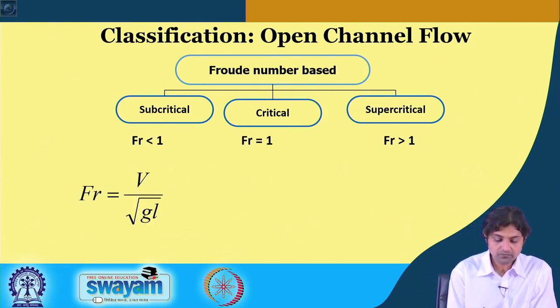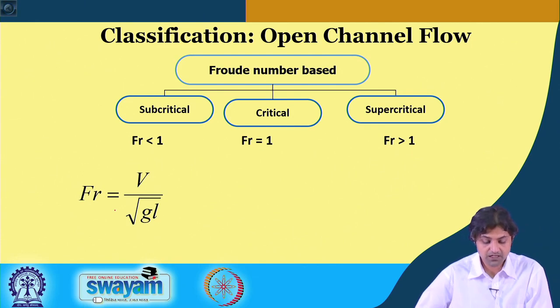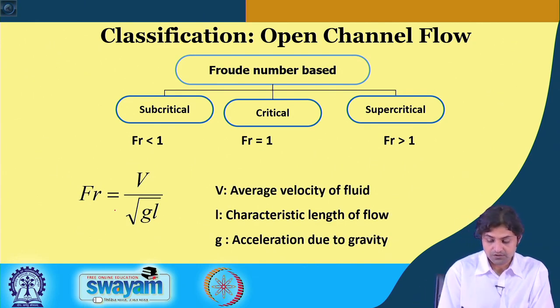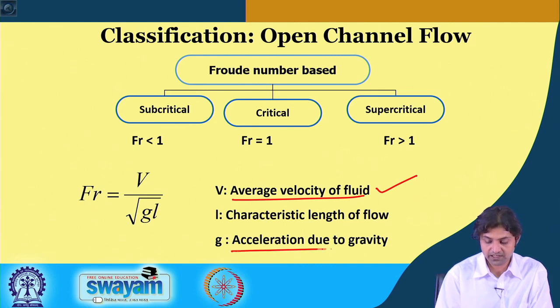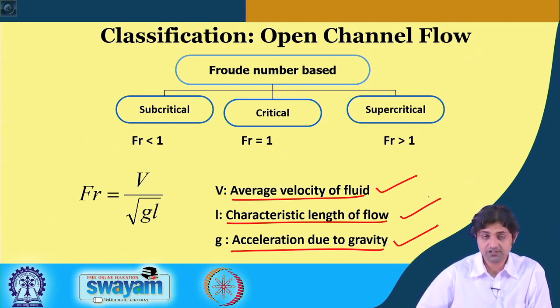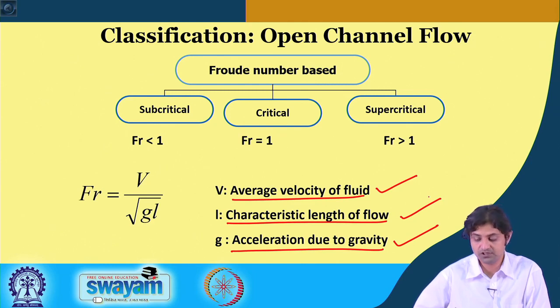So, a Froude number is given by V divided by under root GL. V here is the average velocity of the fluid that you already know. You already know G, acceleration due to gravity, and L is the characteristic length of the flow. Most of the cases it is the water depth, but it could be different as well. We will solve some questions and then you will see what this length is going to be.